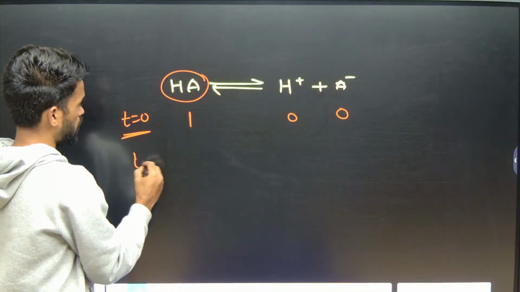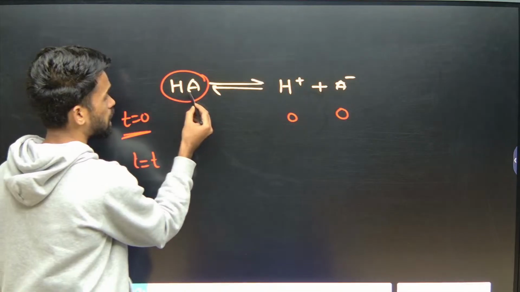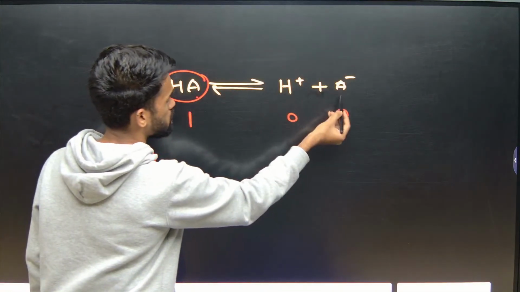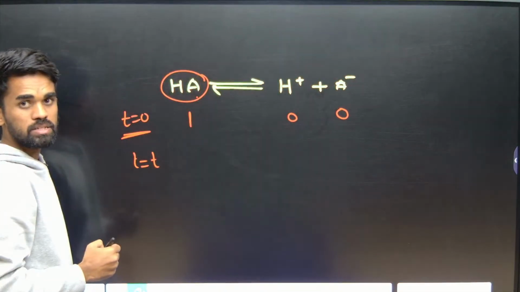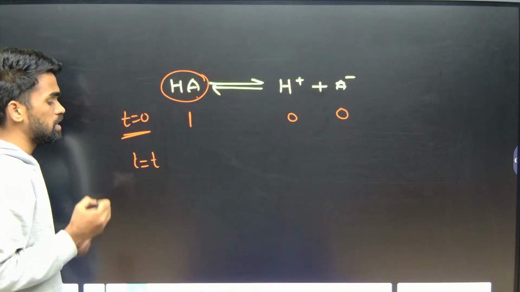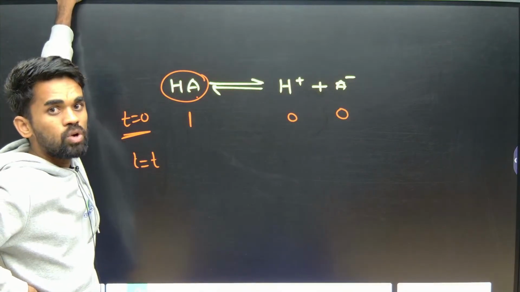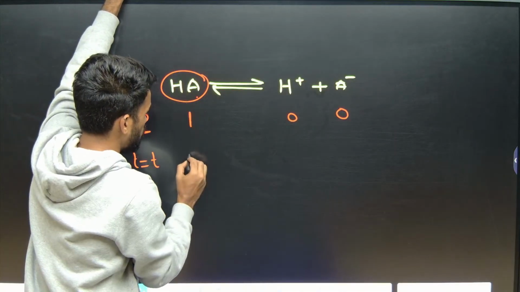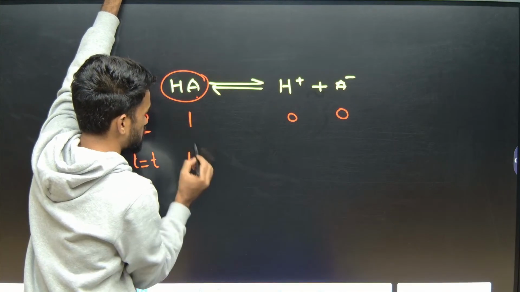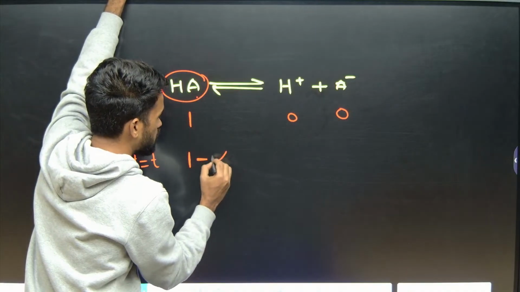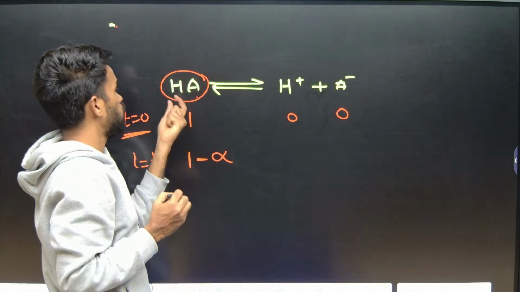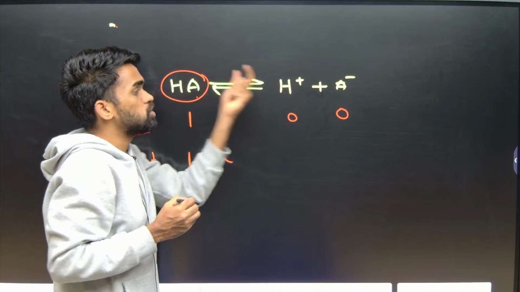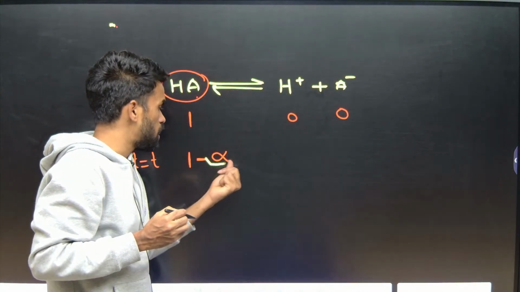After some time, since it is a weak electrolyte, it dissociates to some extent and equilibrium is established. Equilibrium is generally seen in the case of weak electrolytes. Out of this 1 mole of substance HA, alpha is the degree of dissociation. It means the amount of HA that got dissociated will be indicated with the symbol alpha here.